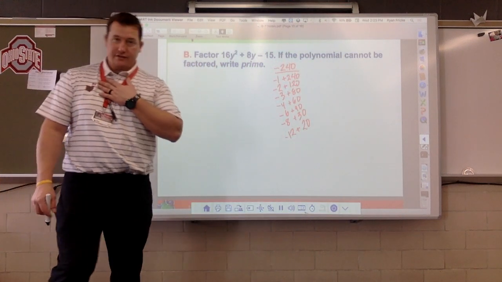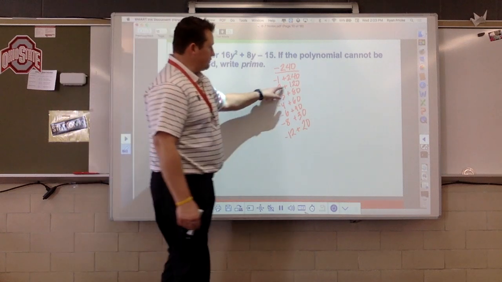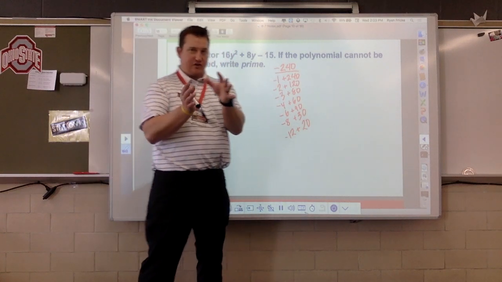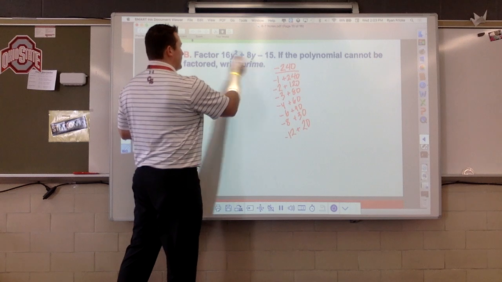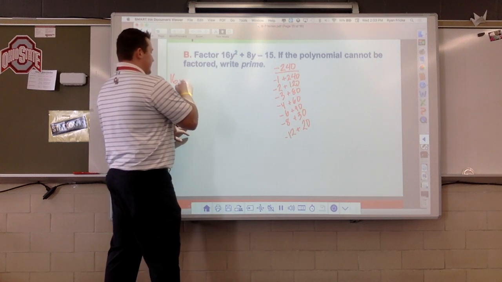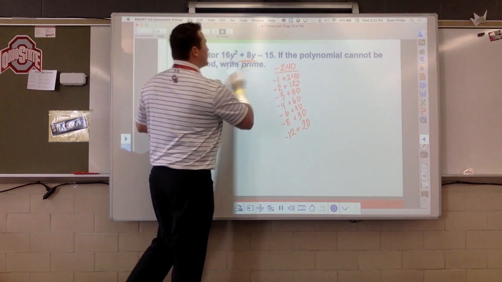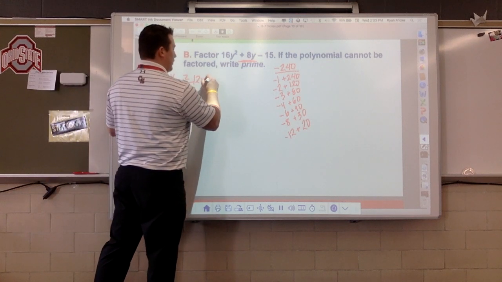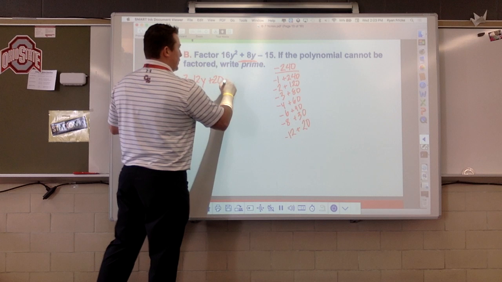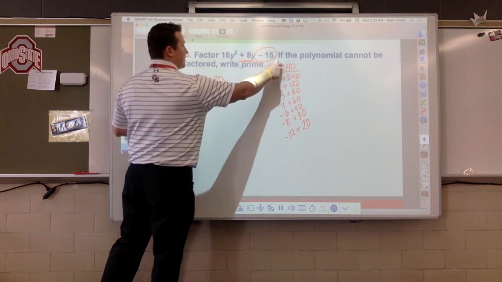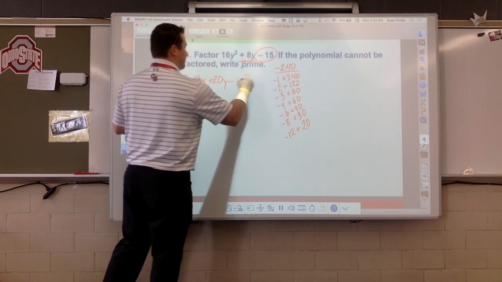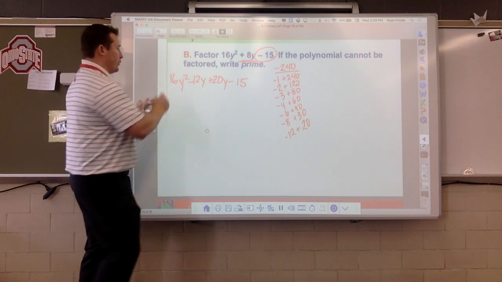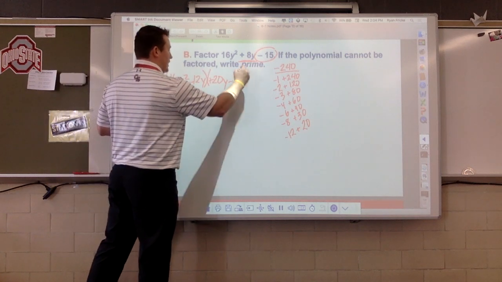I was getting nervous. Again, as your two numbers get closer, that just means you don't have many factors left. All right, so rewrite 16y squared. Again, I'm only rewriting the 8y with those two. So I'm going to go minus 12y plus 20y. Keep this number, not this one. Okay? Factor by grouping. We are home free.